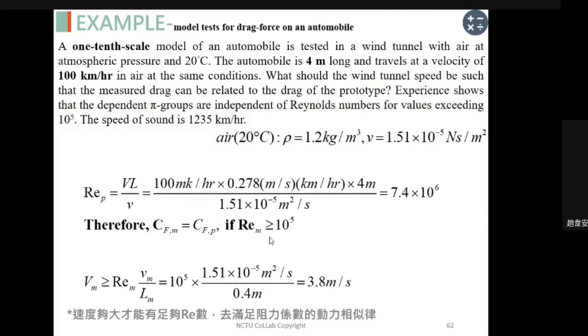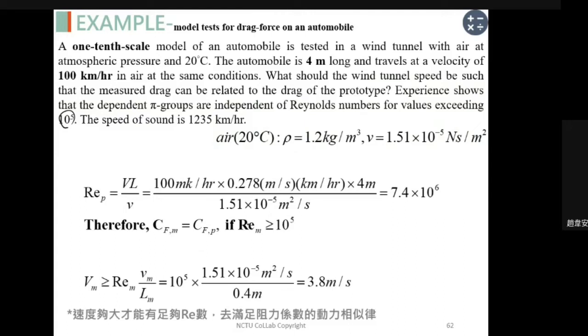So, going back, we don't necessarily need to satisfy the Reynolds number balance, because we know that the pressure coefficient is not sensitive to the Reynolds number when the Reynolds number is larger than about 100,000.